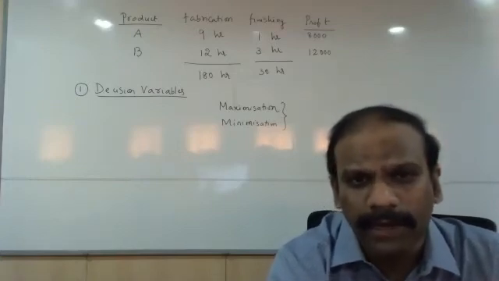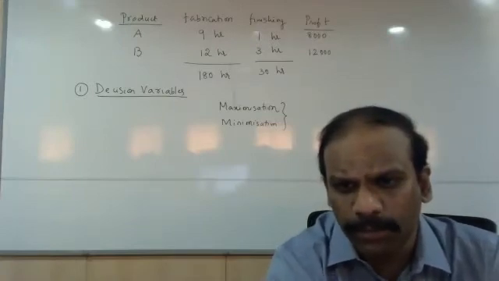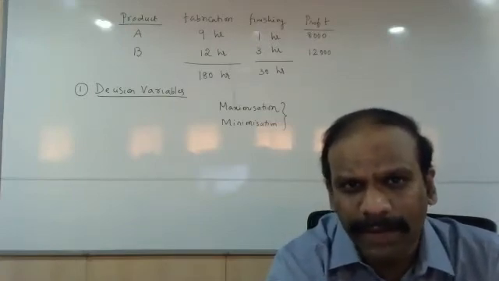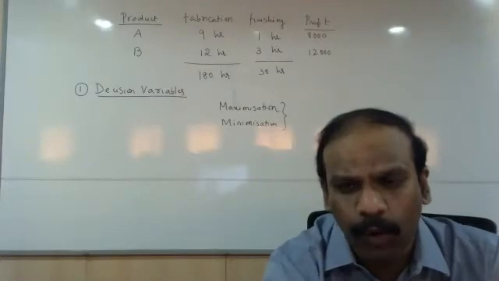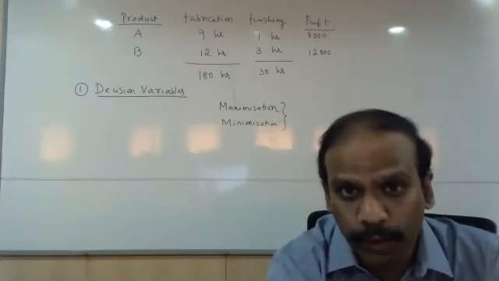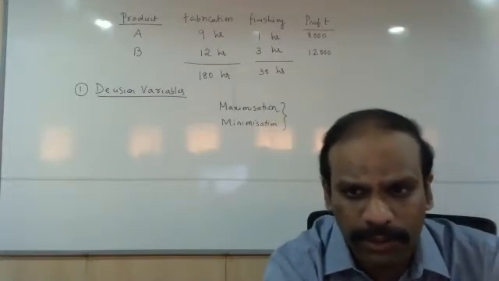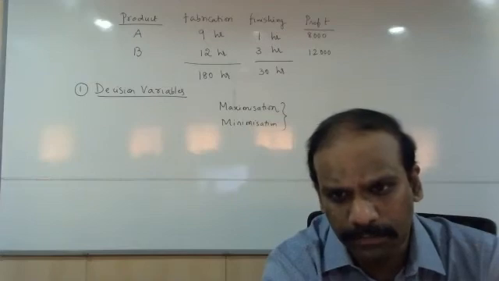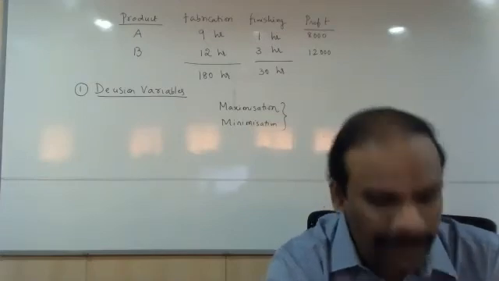Yeah. There are only 3 types of data given in this question. Data 1, the time taken for fabrication. Data 2, the time taken for finishing. And data 3, what is the profit on model A and model B. So using these 3 data, I should decide whether it is maximization or minimization. Okay? Sir, I think it's maximization, sir. Yeah, I'll come back to that.